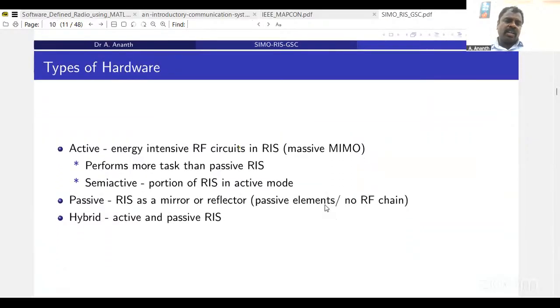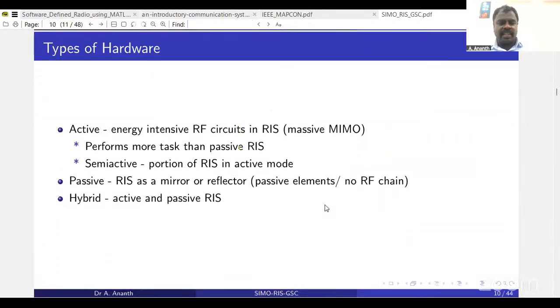And there are several types of hardware under this RIS. One is active RIS, the second one is passive, and the third one is hybrid. So if it is active, it means that this reflective surface is connected with some high power or high energy device, such that it can perform several tasks.